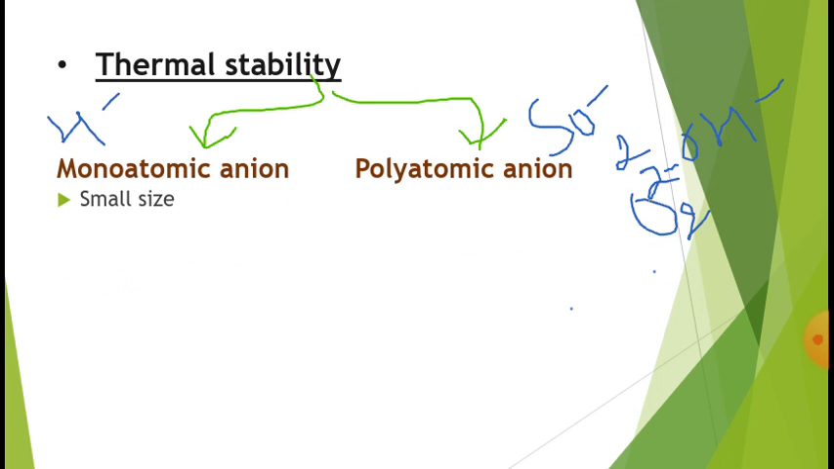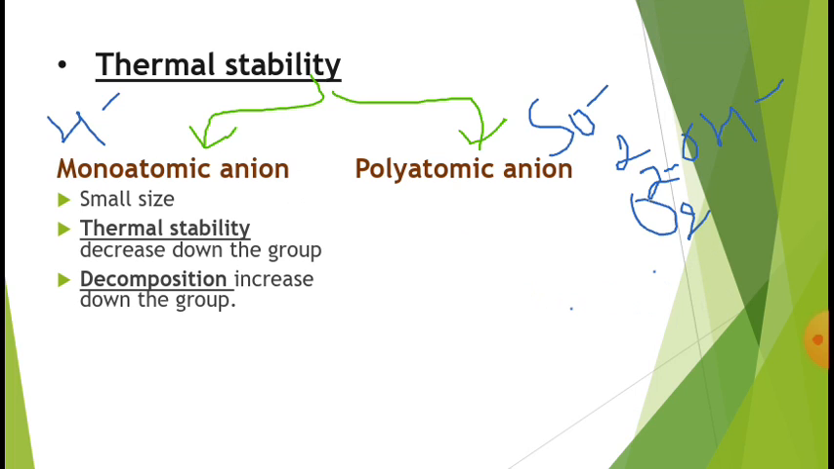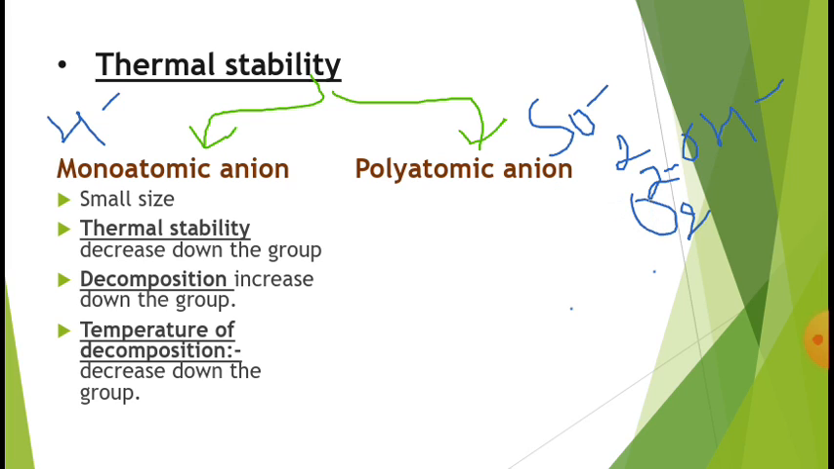First, monoatomic anions are small in size. Next point is thermal stability. Thermal stability of monoatomic anions decreases down the group. Decomposition increases down the group. Next point is the temperature of decomposition decreases down the group. Right.